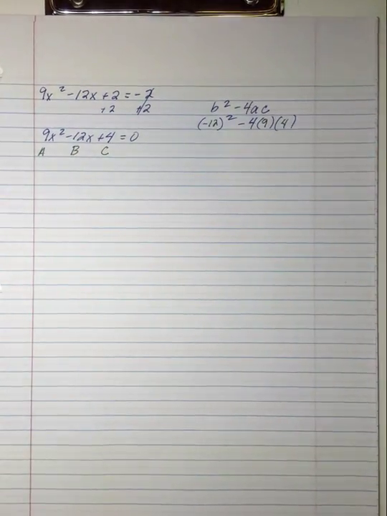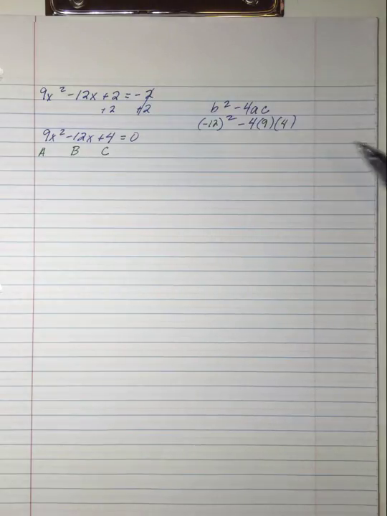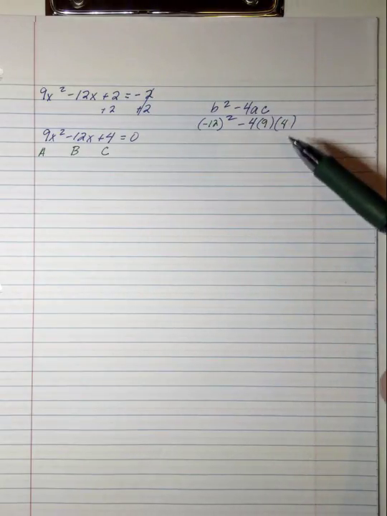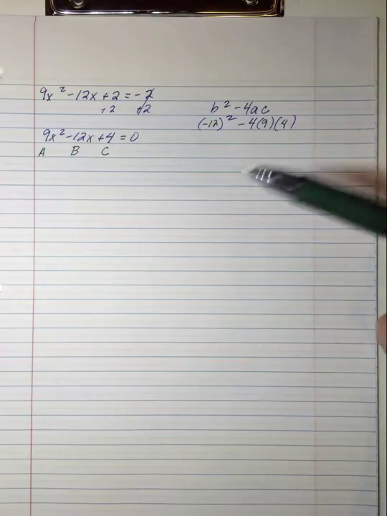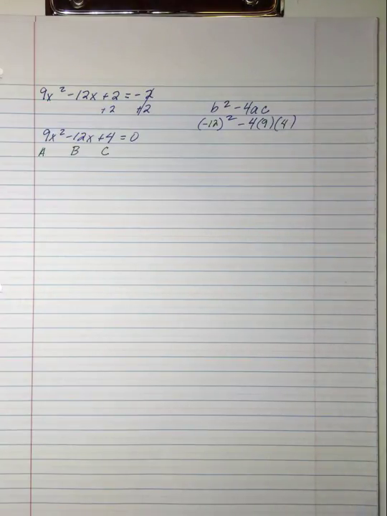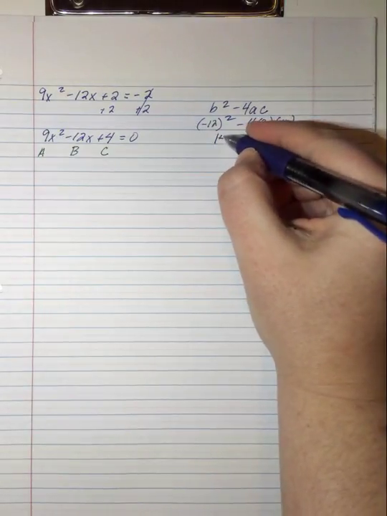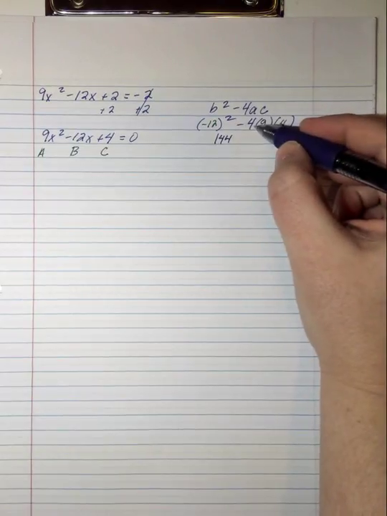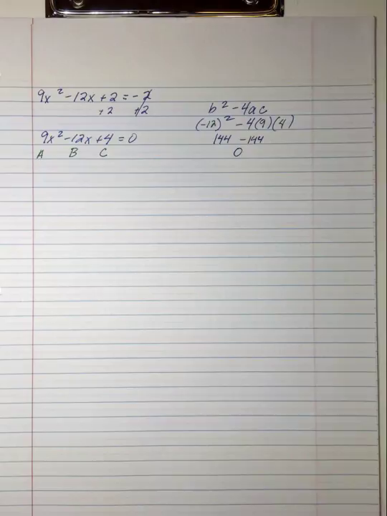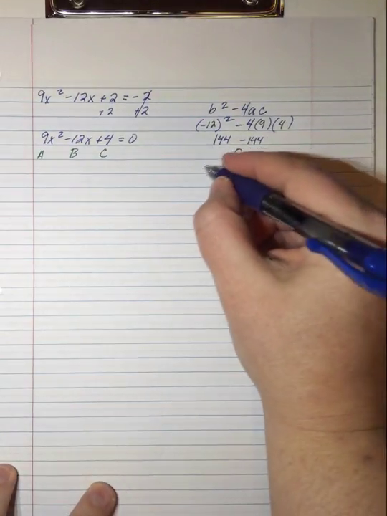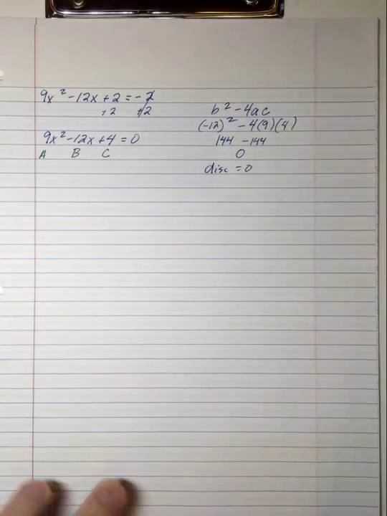We're going to do some simple computation. You can type this in the calculator exactly the way you see it here, using your parentheses appropriately, and you're going to get the same answer that I get by working it out by hand. When I square -12, I get 144. Minus 4 times 9 times 4 is 144. So I get 0. If you typed this in the calculator, you should have gotten 0. That means your discriminant is equal to 0.